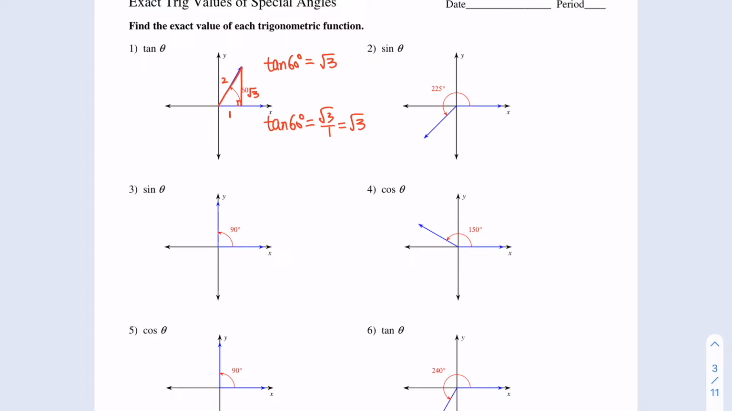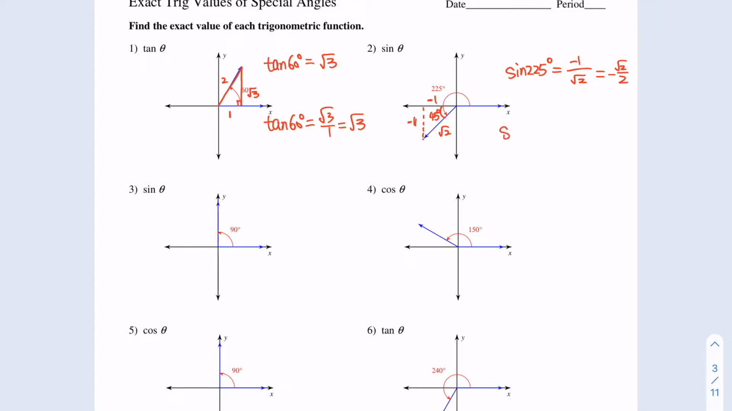So let's look at example 2. Sine of 225. You can draw the triangle here. This angle will be 45 degrees, so the sides are 1, 1, radical 2. However, x is negative here, so sine equals negative 1 over square root of 2.